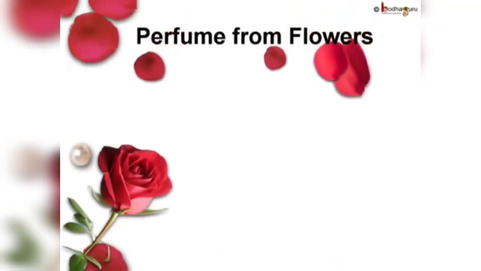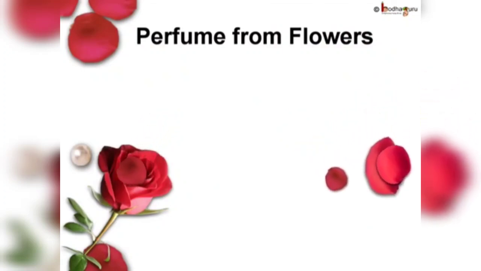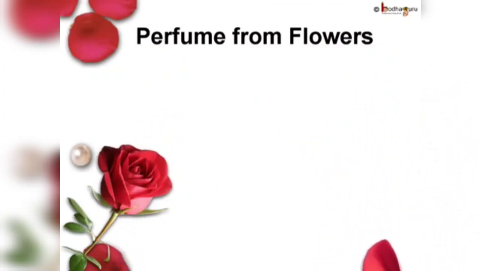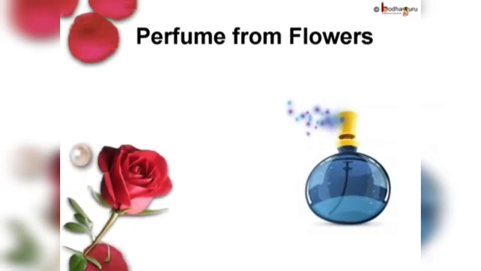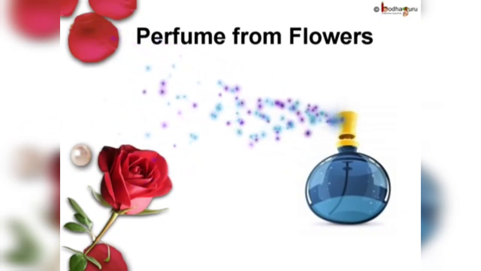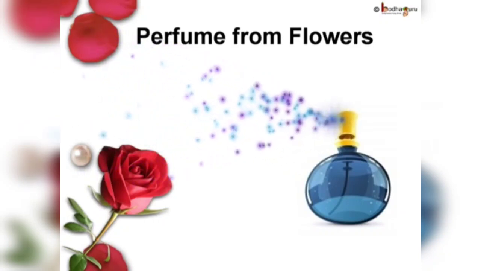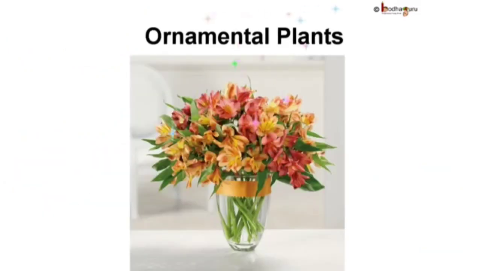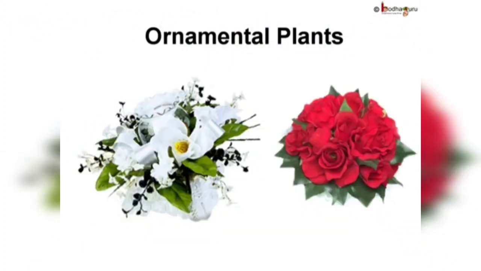Do you like the fragrance of rose or jasmine flower? The fragrance of these flowers is very nice. So perfumes are made out of them. Good smelling soaps also use flowers. Like rose and jasmine, there are some more plants which have beautiful leaves and flowers. We use them to beautify our homes, gardens, and offices. These are called as ornamental plants, like ornaments or jewelry.